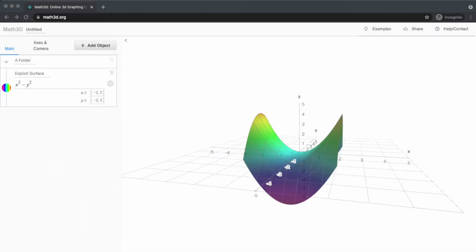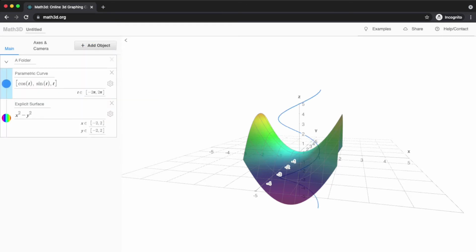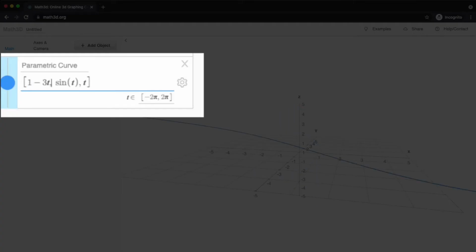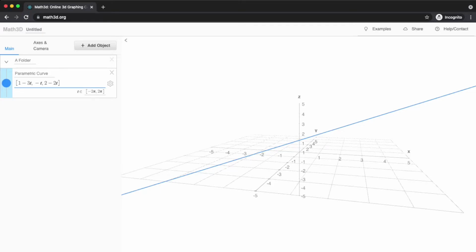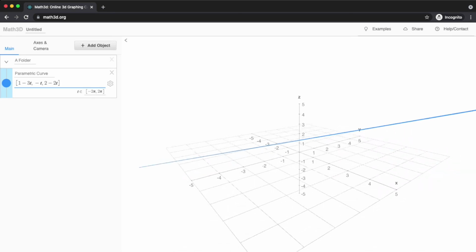Now, we can plot lines in math3d.org using this vector equation. So let's go ahead and add an object. It's so tempting to click on line here, but we're actually going to want to use the parametric curve tool. So we click parametric curve. I'm going to get rid of the surface that's already drawn. And now we just enter in those components of that vector function that we've just worked out. And there is the line that we wanted to find.